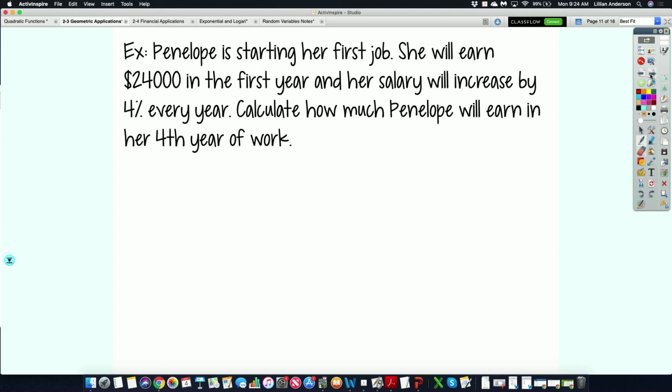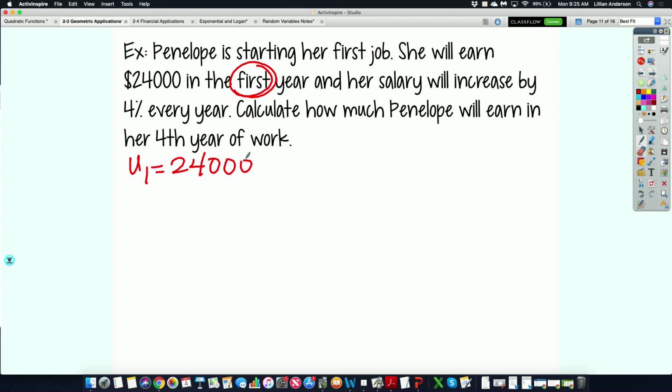Now, if she earns $24,000 in the first year, are we going to use the U sub 0 formula, or are we going to use the explicit formula? Explicit. And what tells you that? First. That first, so that means that U1 is 24,000.